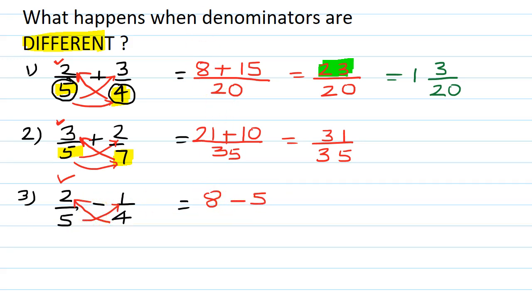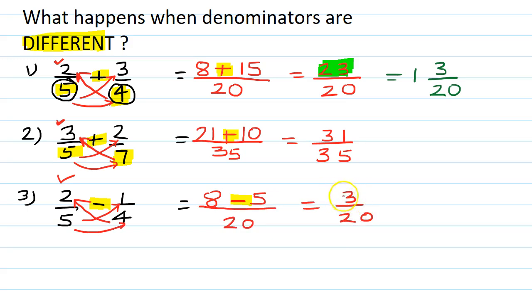Minus. So if you see, previously there was a plus sign, so we put a plus sign. Now here is a minus sign, so we are going to put a minus sign. Okay, nice and easy. So 8 take away 5, and then the bottom number, 5 times 4 is 20. So 8 take away 5 is 3, that is 3 over 20.